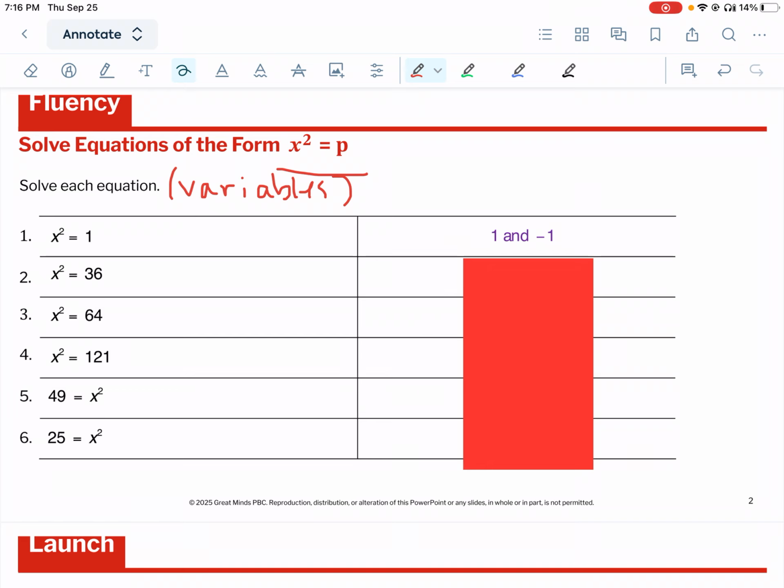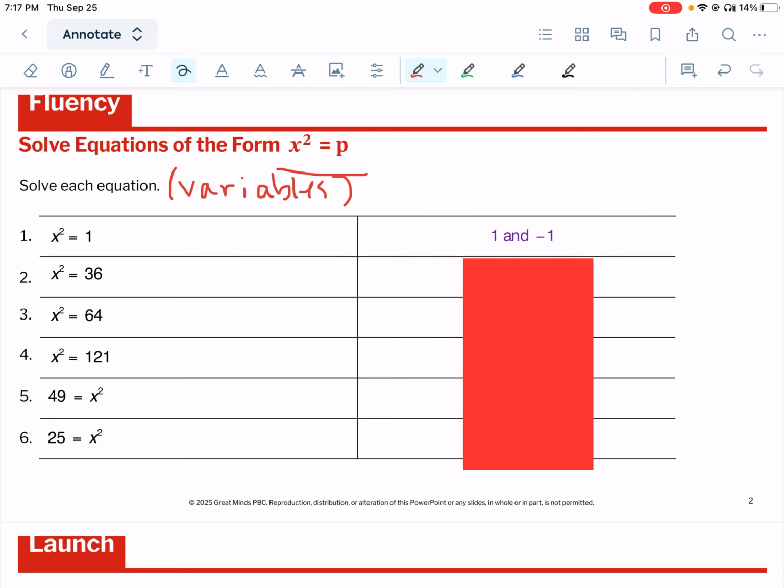For number one, I did it for you. It says x squared equals 1. I need to figure out what is the value of x. I know that 1 times itself anytime is always going to be 1. But remember, once again, that when we are solving for these squared values and we need to square root a number to get the original x value, our answers are always going to be a positive number and a negative number. So there's always two answers for positive squared values. So for number one, we have positive 1 and negative 1.